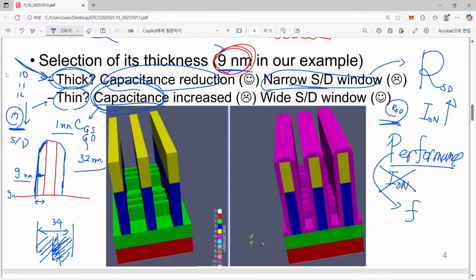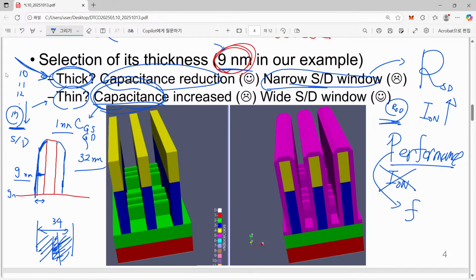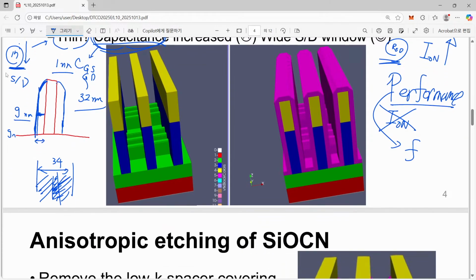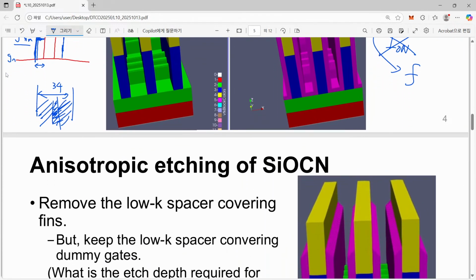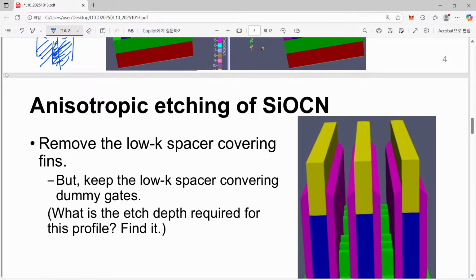Later, you will do your own term project, and maybe one of the research items or term project themes can be changing this thickness and observing the change of your resistance and capacitance and the eventual change in your operational frequency. That can be a good way to do your term project. Okay, so this one is just showing the things I have already covered.